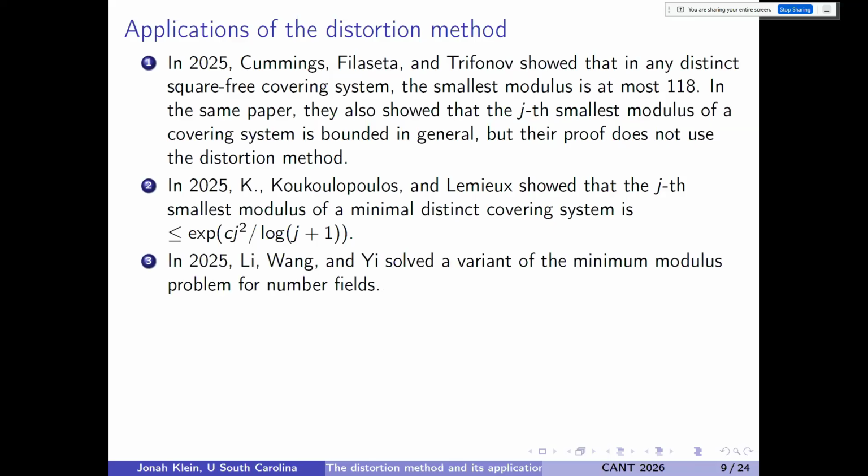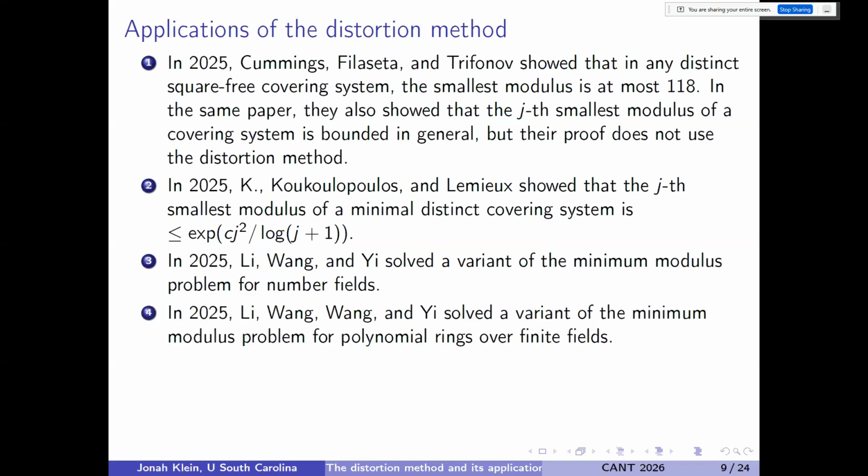1. In 2025, Li, Wang, and Yi solved the variant of the minimum modulus problem for number fields. So it turns out you can do the exact same thing for number fields. The distortion method just translates through very well. And basically, it's because if you're looking at the ring of integers, it's a Dedekind domain. You have unique factorization of ideals into products of prime ideals. And you can basically do the whole same thing.